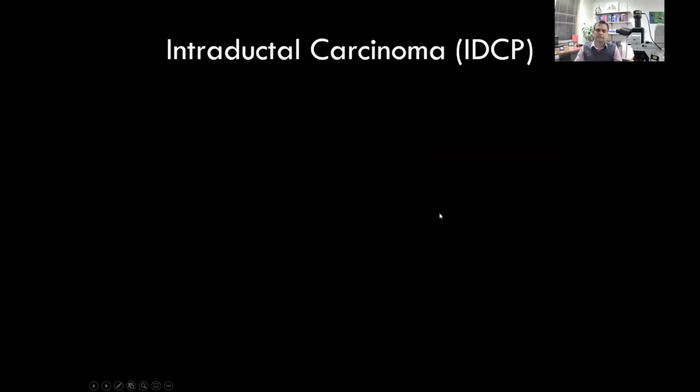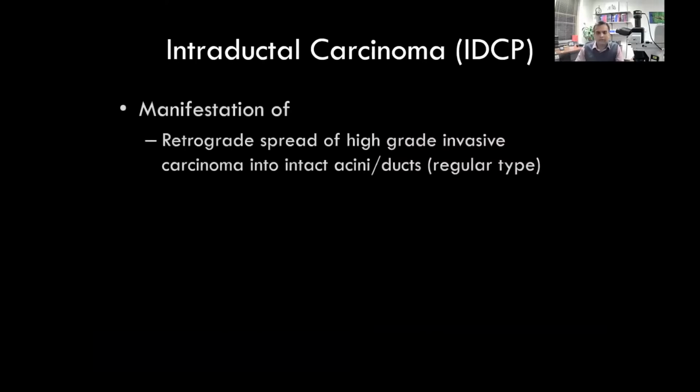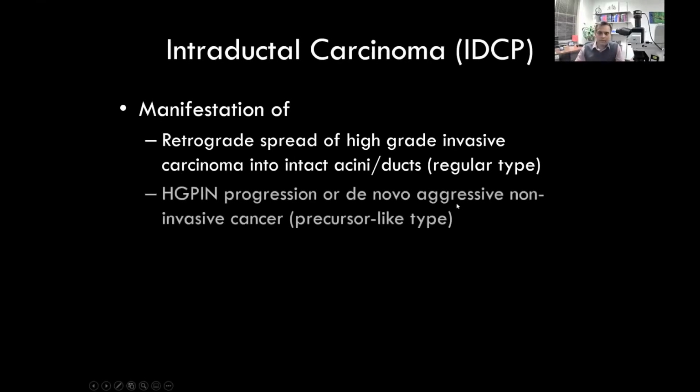So the final concept that we want to discuss in prostate, the updates would be this entity called intraductal carcinoma of the prostate. So this can occur in two ways, right? It can either be a manifestation of retrograde spread of very high-grade invasive carcinoma back into the ducts. Okay, so this is called the regular type. And then there's another type which is called the precursor-like type.